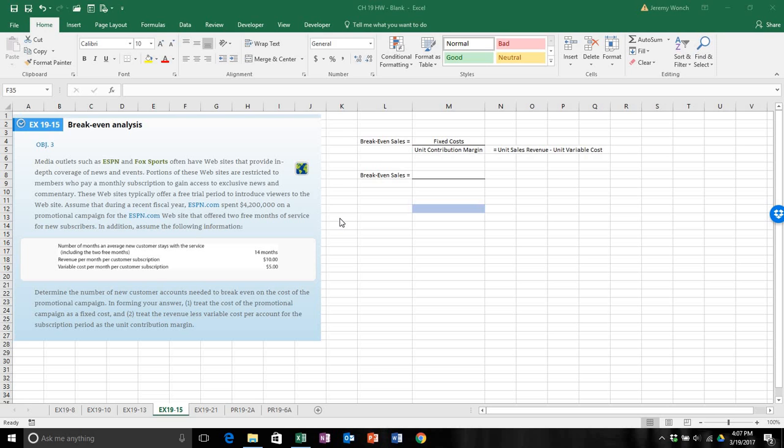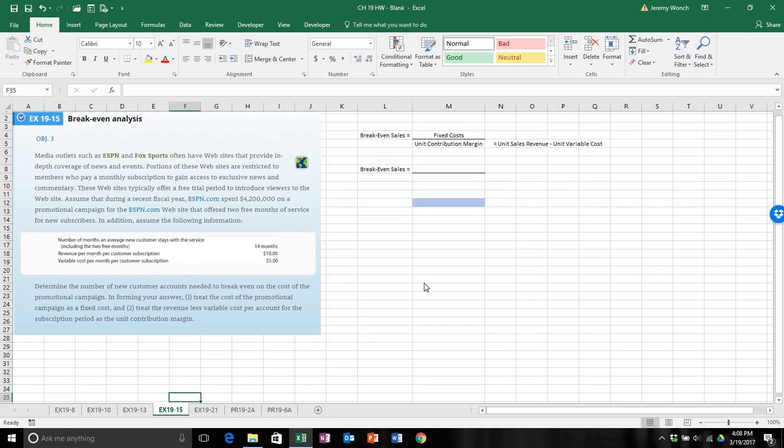hey, is this something worthwhile? And so what they're going to do is, when somebody subscribes, they're going to have to pay $10 a month. And they expect to keep people on average for 14 months. And it's going to cost them $5 a month per subscription. And they're going to offer, hey, the first two months are going to be free. So based on this information, we need to figure out a break-even sales.